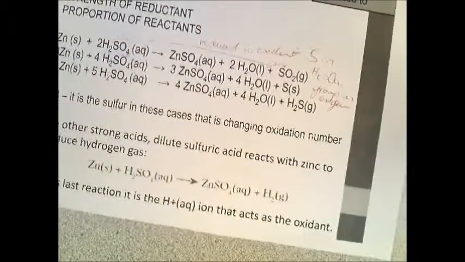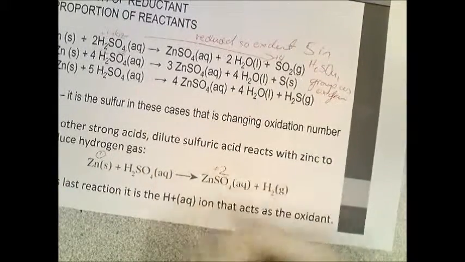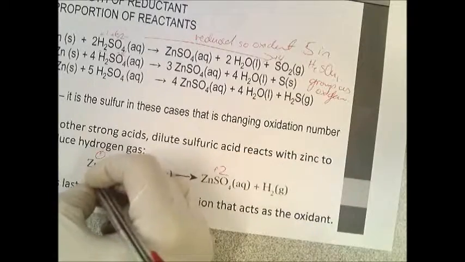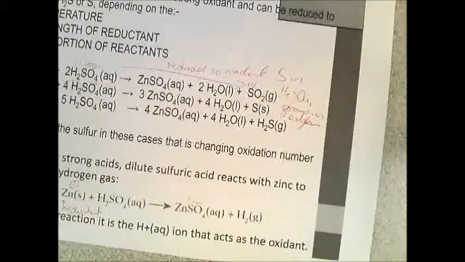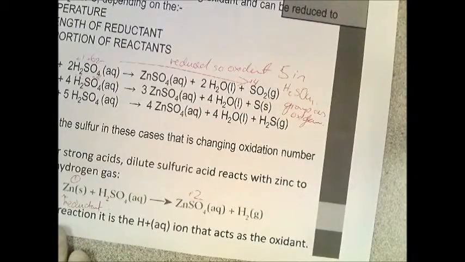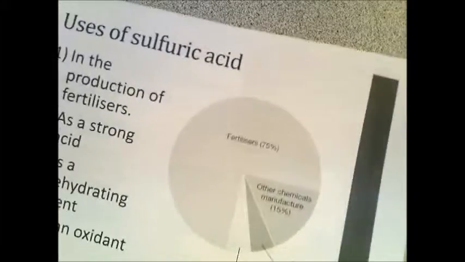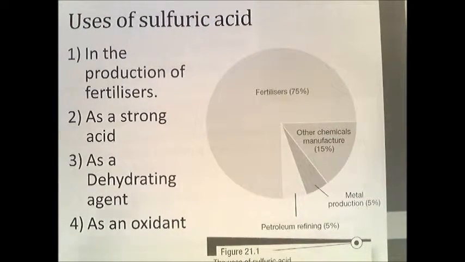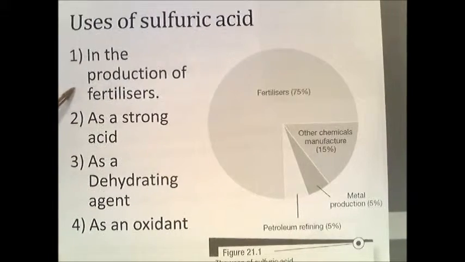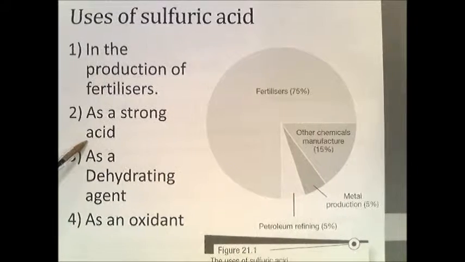Okay, so for example here we've got zinc going from 0 to plus 2, meaning it's been oxidized, so zinc in this case is the reductant. Okay, but that's kind of just assuming knowledge from chapter 5. Okay, the final sort of thing we need to go through is the uses of sulfuric acid. Now we've gone through quite a few, but let's just summarize. So we'll skip 1 for now because I'm going to go into that in a bit. But 2, we use it as a strong acid.